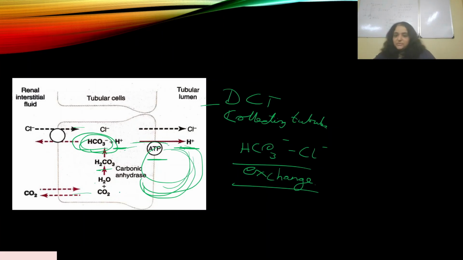Okay, clear? So there are two ways. There's a sodium hydrogen exchange pump, right? And there's an H plus ATPase. So please remember, these two are the contributing factors to the acidity of the urine. They are secreting H plus ions into the lumen, into the filtrate.